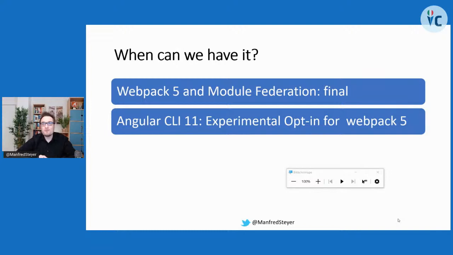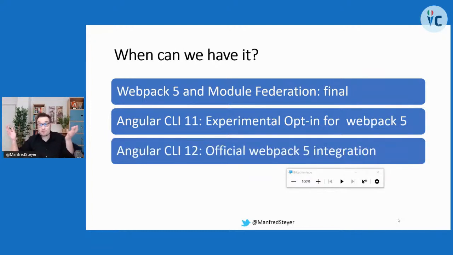For prime time, we need to wait for CLI 12. But with CLI 12, which is due in May, give or take some weeks, we will get an official Webpack 5 integration, and then everything will work seamlessly. So start now with prototyping, with experimenting, and start with building for production in May 2021, when Webpack 5 is fully integrated into CLI 12.